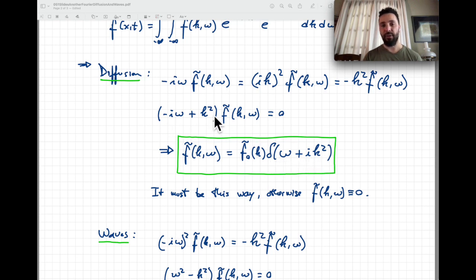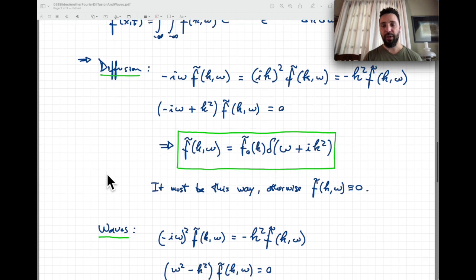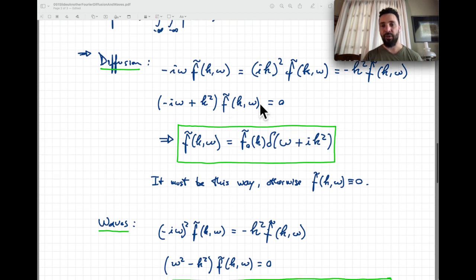So this is the place where this part vanishes. And notice the way I'm writing this here, I'm putting the i attached to the k squared, so the sign here may throw you off. But if you multiply across this factor by i, then you get omega plus i k squared, which is what I wrote here as the argument of the delta. So this has to be this way, because otherwise the only solution to this is that f tilde is 0 everywhere, and the solution is just 0.